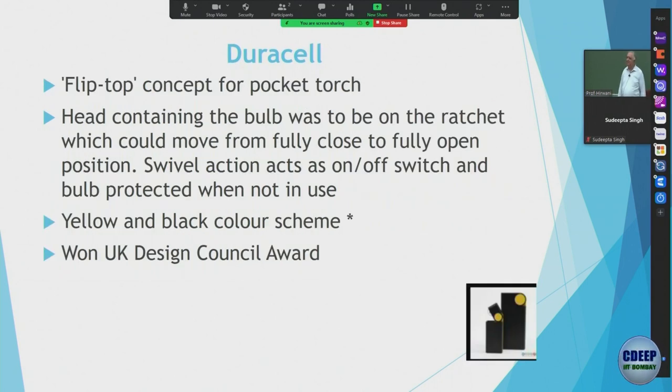And they had a torch with a flip top concept. So, there is a head which has a lamp, a bulb actually. When you open, the bulb comes on, when you close, the bulb goes off. So, its dial action acts as an on off switch, and they have a patent on that part because it is a functional aspect. And they have this yellow and black color scheme with the design protected by design registration, for which they won the design award, UK Council Design Award.